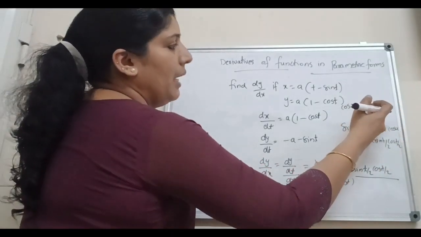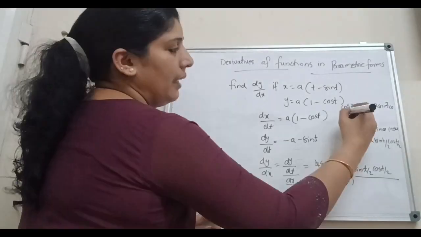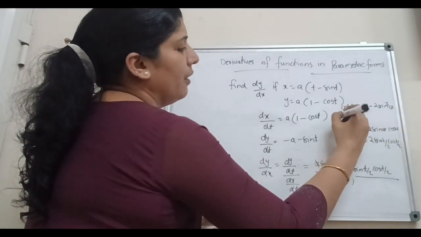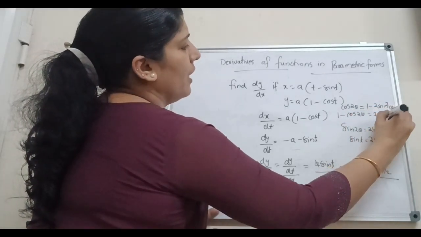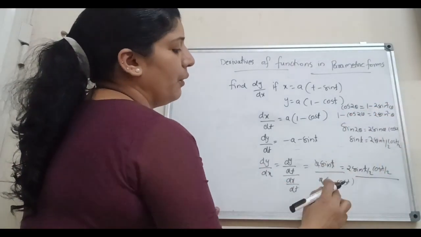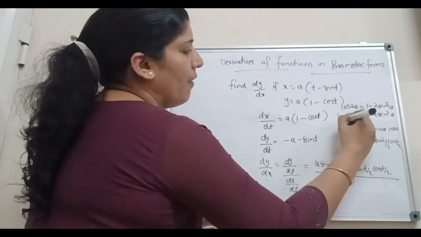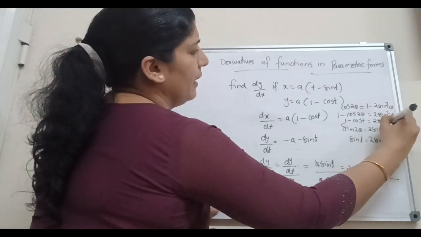Then 1 minus cos 2 theta is equal to what? 2 sin square theta. That is, cos 2 theta is equal to 1 minus 2 sin square theta, therefore 1 minus cos 2 theta is equal to 2 sin square theta. Now here instead of 2 theta, the value will be t. That is 1 minus cos t is equal to what? 2 sin square t by 2.